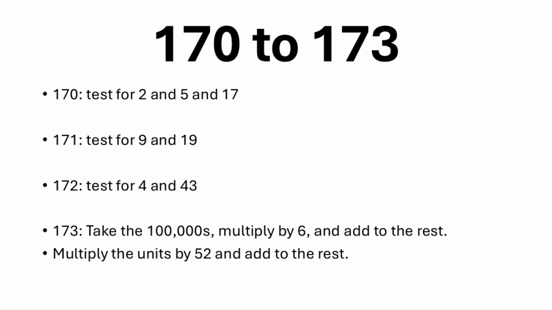173, take the 100,000s, multiply by 6, and add to the rest. Multiply the units by 52 and add to the rest.